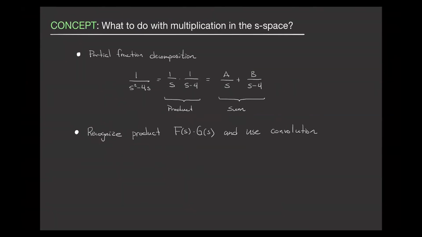Now, someone already asked a good question to open with. They said, what's going on with this partial fraction decomposition? What are you doing there? Here's another specific example. You're taking something like 1 over s squared minus 4s. You can write that as a product: if you factor out the s, you have 1 over s times 1 over s minus 4. With partial fraction decomposition, you're taking a product and rewriting it as a sum. So that's an important thing to be able to do, to go from a product to a sum.